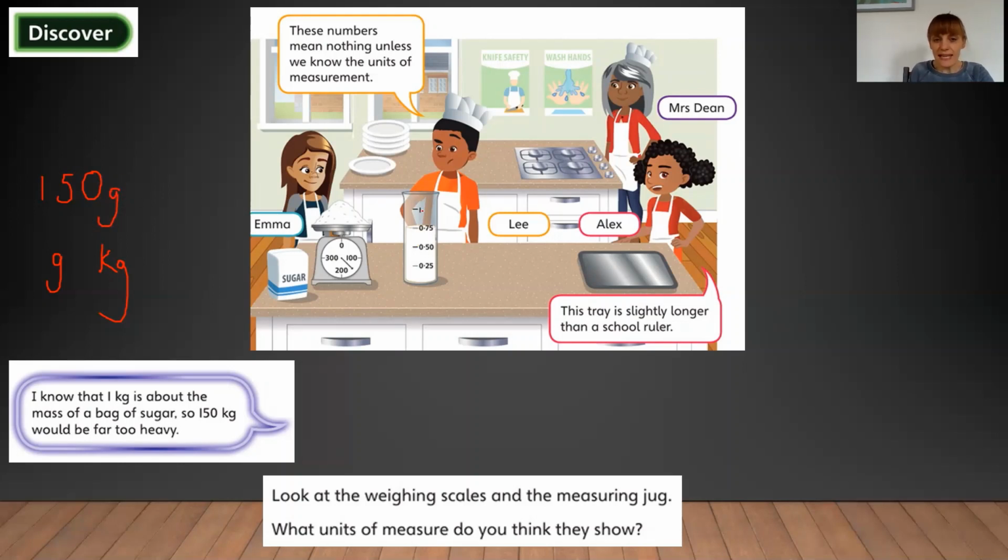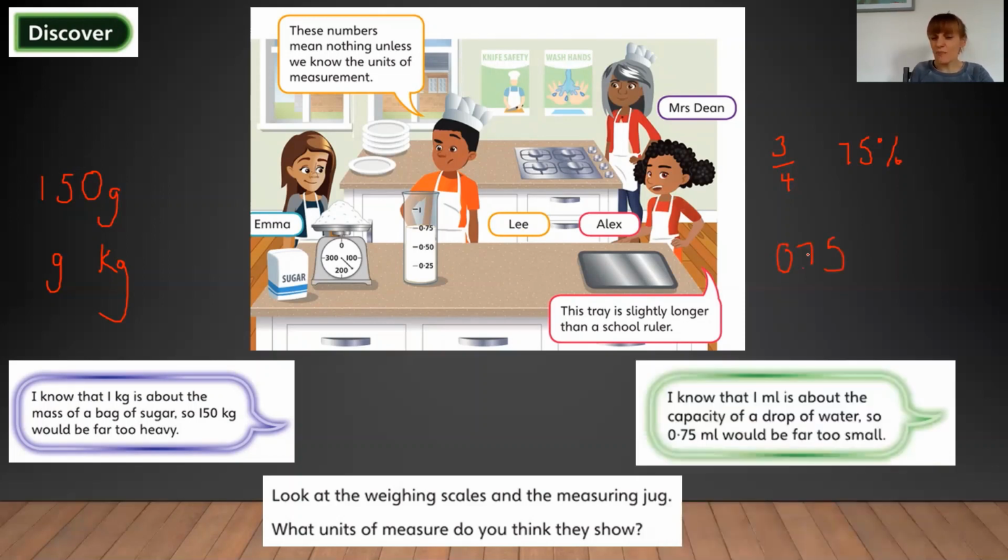Now you can see that Lee is measuring out, which something looks a bit like milk, doesn't it? And he has got down the scale a little bit like what we've just been doing with our decimals, 0.25, 0.5, and this is settled at 0.75, which we all know is 3/4, or what do we know as a percentage? It's 75%. Now, this as a decimal, 0.75, now it couldn't be millilitres, could it? Because a drop of water is about 1 millilitre. So this would be less than a drop of water, and it's definitely more.